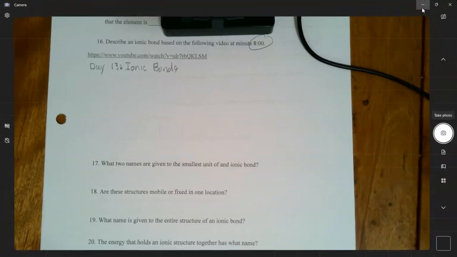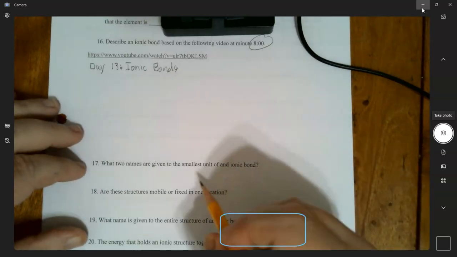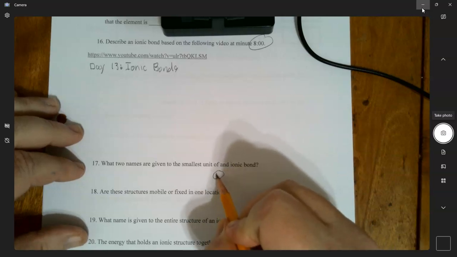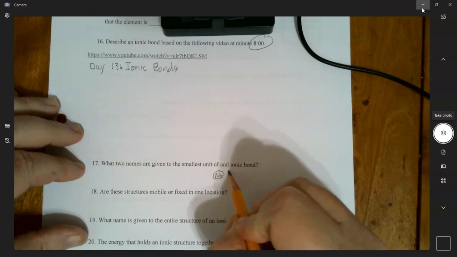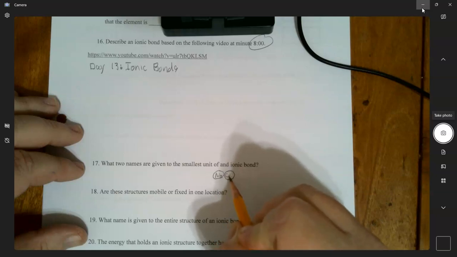What two names are given to the smallest unit of an ionic bond? So I'm going to state those. It's called a unit cell, U-N-I-T, C-E-L-L, or a formula unit, F-O-R-M-U-L-A, unit. It is not an independent structure. I want you to write that down. It's like bricks in a wall. So the image I often draw is sodium chloride.